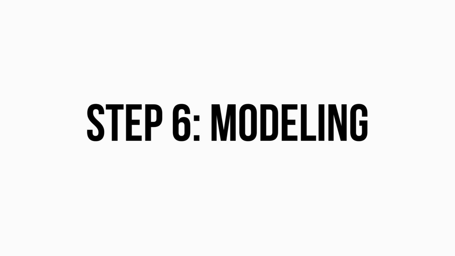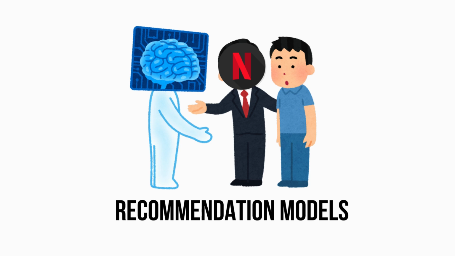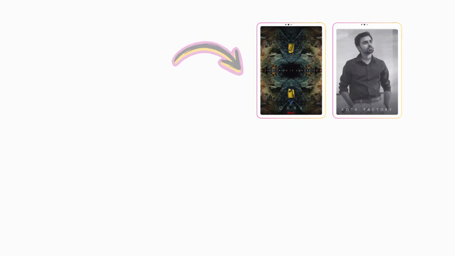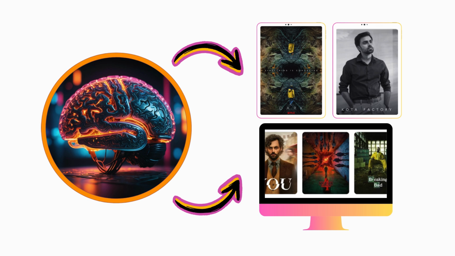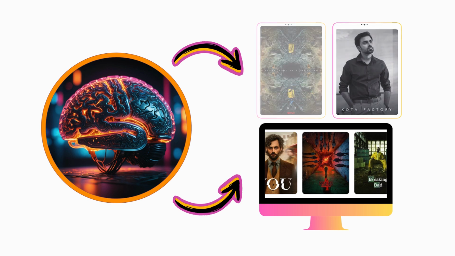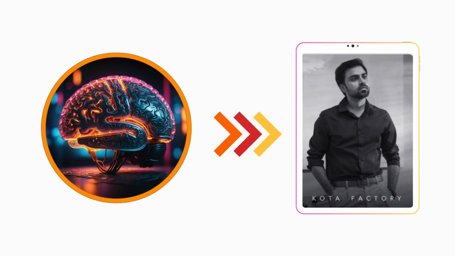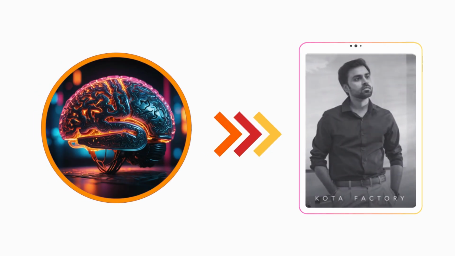Now comes the exciting part, building models. Netflix uses algorithms to create recommendation models. This model predicts what shows and movies you might like based on your viewing history and similar users' preferences. It's like teaching a machine to make smart guesses about your taste.